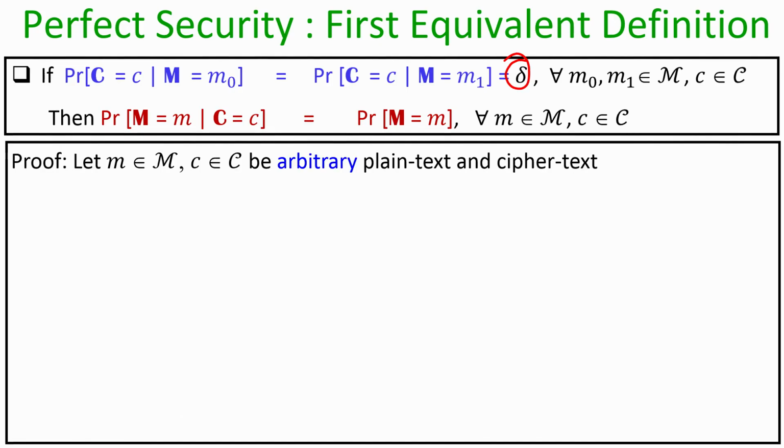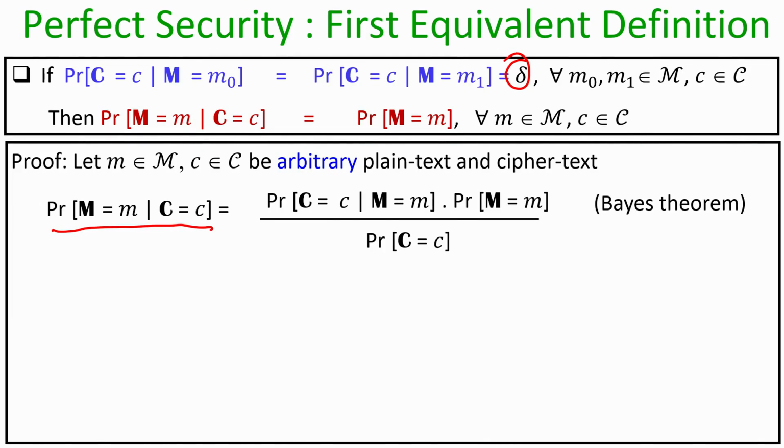So, we assume we have an arbitrary plain text and an arbitrary ciphertext. Now, let us try to compute the conditional probability that the message is M given the ciphertext is C. I am going to apply Bayes theorem here, and by applying it I can swap the numerator and denominator of the conditional probabilities. So, in the left hand side the numerator is the message being M and the denominator is the ciphertext being C.